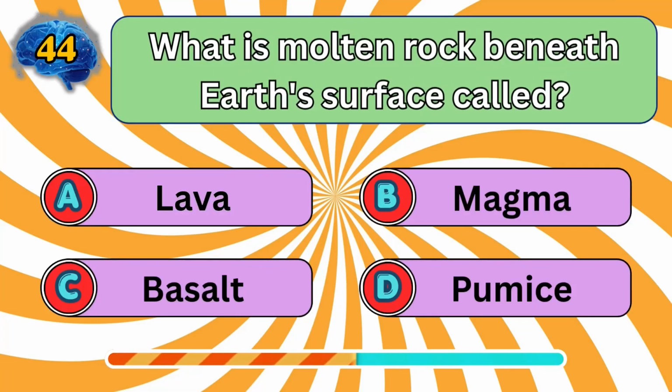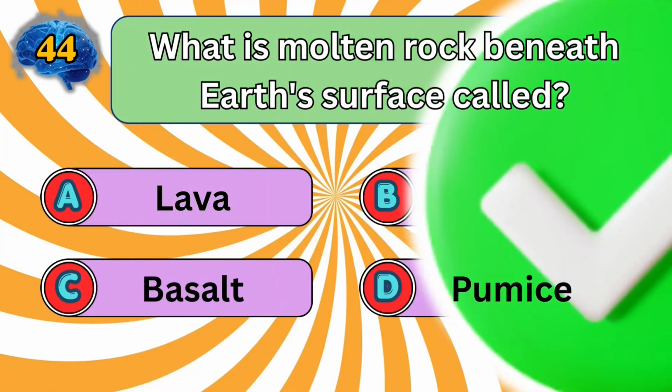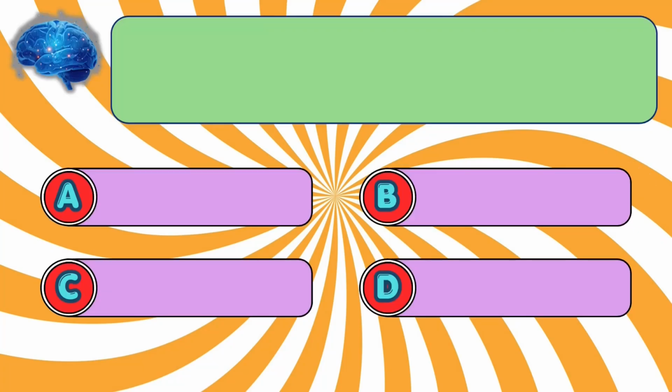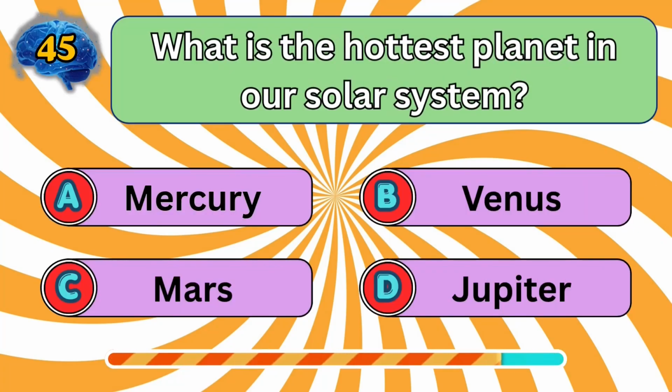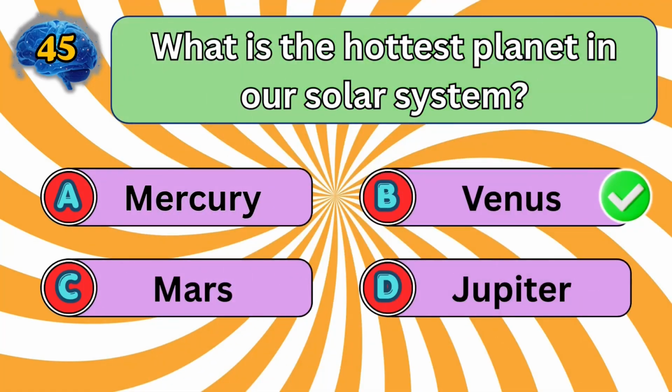What is molten rock beneath Earth's surface called? Lava, magma, basalt, pumice. Magma. What is the hottest planet in our solar system? Mercury, Venus, Mars, Jupiter. Venus.